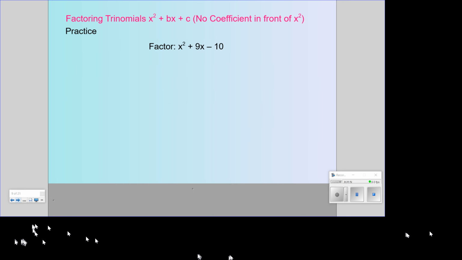All right, here's our next example. X squared plus 9x minus 10. We need one positive, one negative that add up to be negative 10. Take a moment, factor this one out. Let's check all together when you're ready.